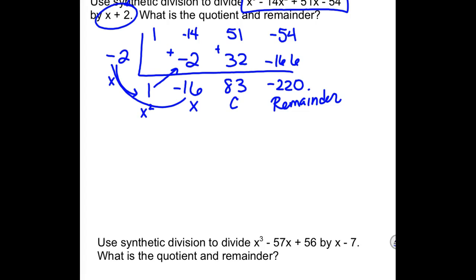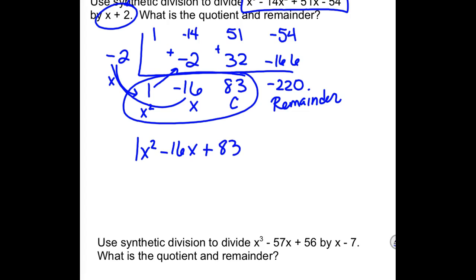That means the quotient, which in our long division process would have been at the very top of our problem, right, above the division bar. Okay, this is now my quotient: 1x squared minus 16x's and a constant of 83. And the remainder, which we always write as a little fraction, the remainder is negative 220. I'm trying to divide by x plus 2. It's just too small. Okay?